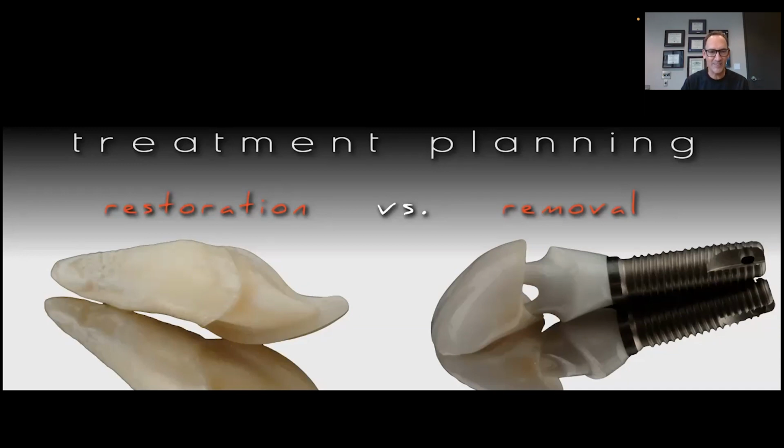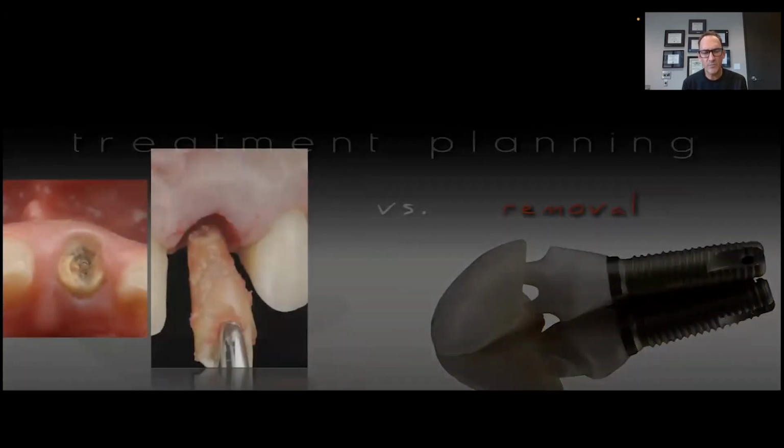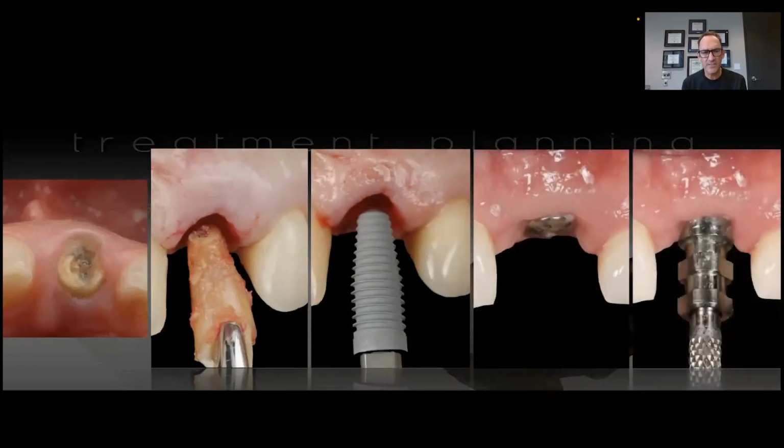So I am here, and we're going to talk treatment planning, and we're going to talk about restoration versus removal, right? Something that comes across all of our clinics every day. You see a tooth and you're like, oh, I don't know, maybe I should just take it out and do an implant. And I feel that there are probably too many teeth being removed for implant placement because it's convenient and it's easy and it's got actually good predictability if you look at integration rates.